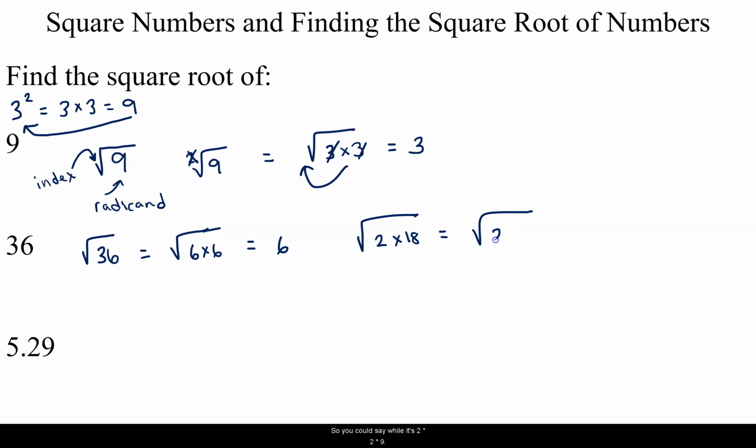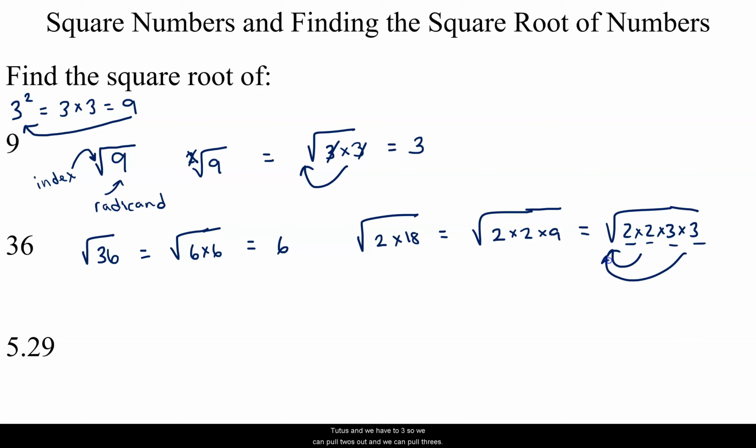So you could say, well, it's 2 times 2 times 9. Or it's 2 times 2 times 3 times 3. And now you'll see we have 2 2's and we have 2 3's. So we can pull 2's out and we can pull 3's out. So we get 2 times 3 is equal to 6. So either way you think of it, you see you get the same answer.